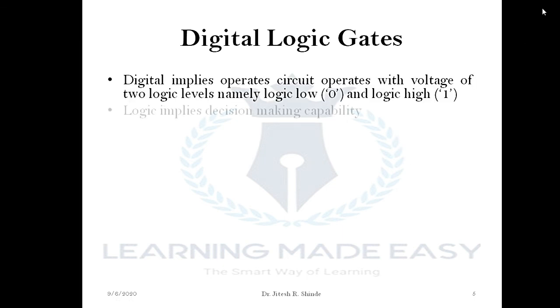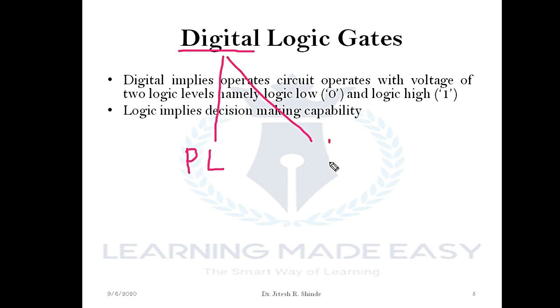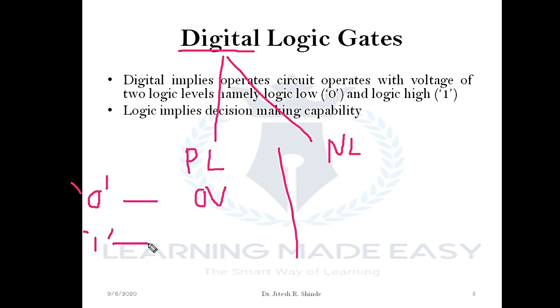Now let's understand what is digital logic here. There are two types of logic system: one is the positive logic system and the other is the negative logic system. The common thing in both is that the signals in digital circuit design are represented with two levels: logic 0 and logic 1. The difference is that logic 0 in the positive logic system is indicated by 0 volt, and logic 1 is indicated by plus 5 volt.